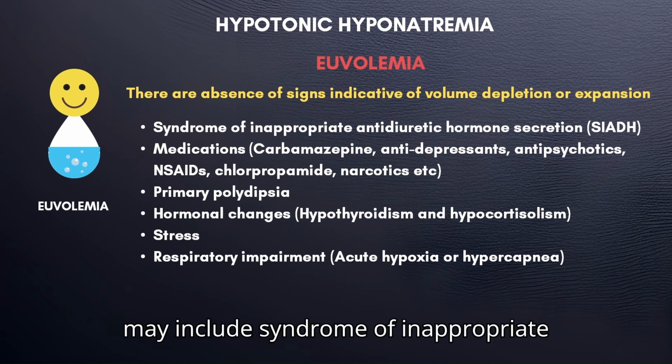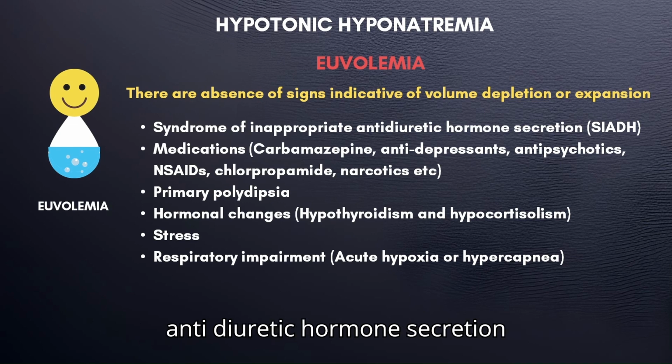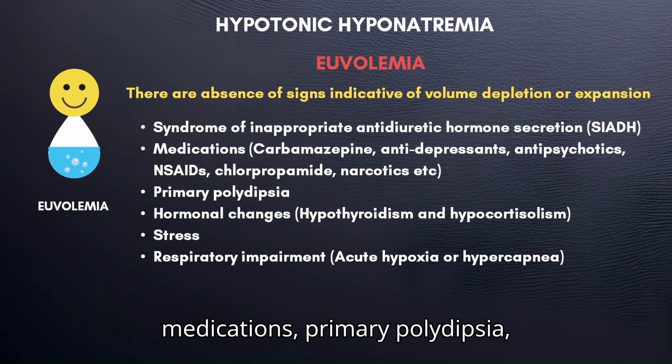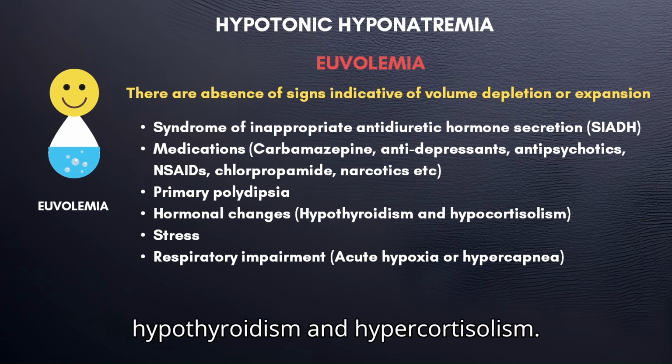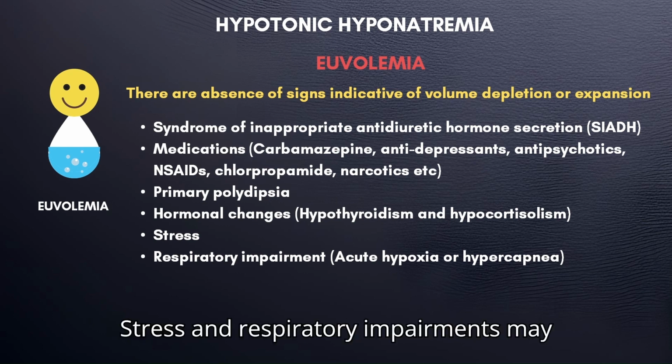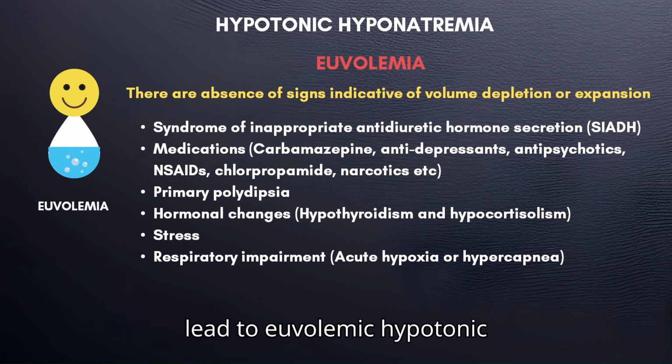This may include syndrome of inappropriate antidiuretic hormone secretion, medications, primary polydipsia, and hormonal changes, especially hypothyroidism and hypercortisolism. Stress and respiratory impairments may also lead to euvolemic hypotonic hyponatremia.